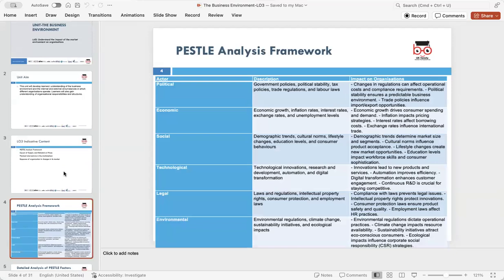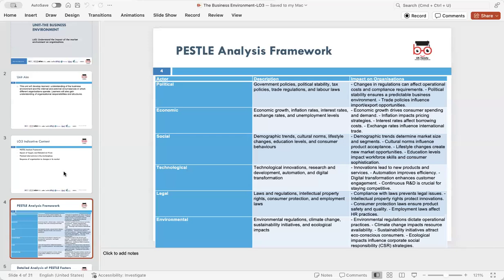Okay, PESTLE analysis framework. As I said, PESTLE means political, economic, social, technological, legal, and E for environmental. Impact on organizations. Description: political factors include government policies, political stability, tax policies, trade regulations, and labor laws.